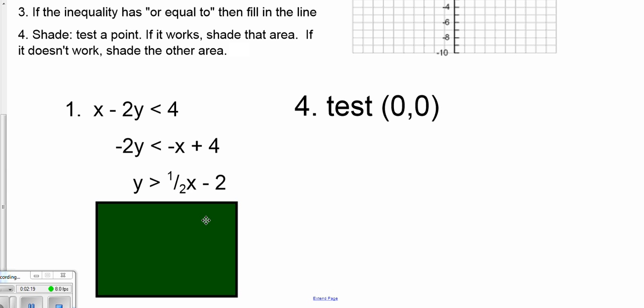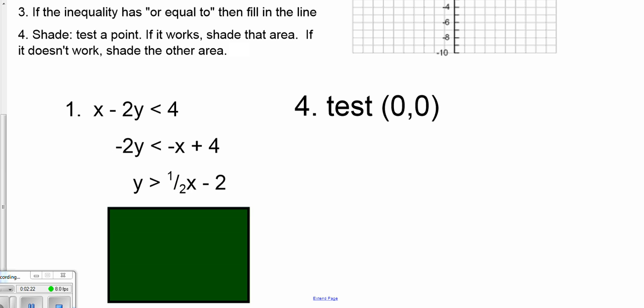Now, on both sides, we need to divide by negative 2. Because y is alone next to this negative 2, we're dividing everything by this negative 2. When you do that, watch out, note that this sign flips. Whenever you multiply or divide by a negative, the inequality sign will flip. So instead of this negative 2y being less than negative x plus 4, it's now positive y all alone is greater than, because the sign flipped, 1/2 x minus 2.